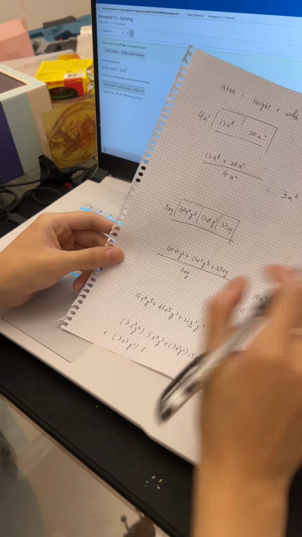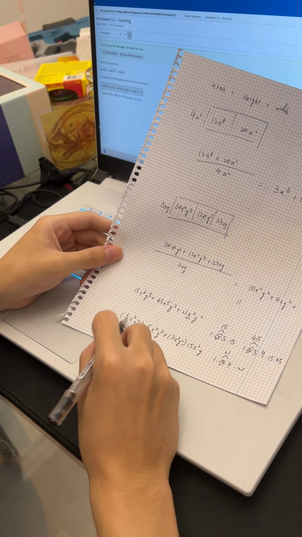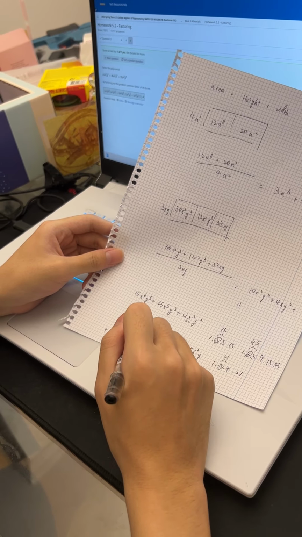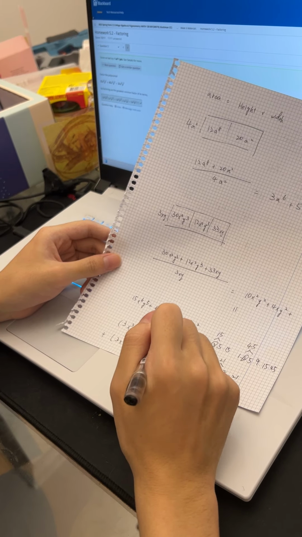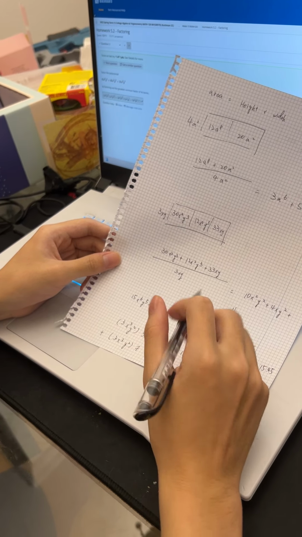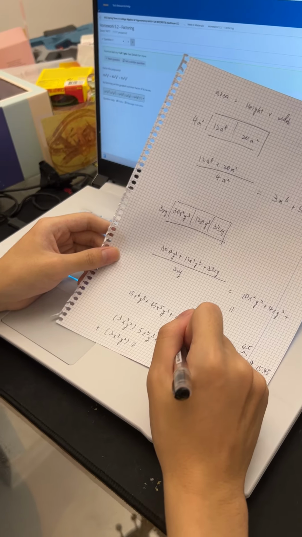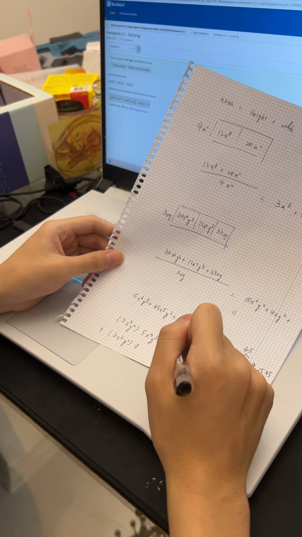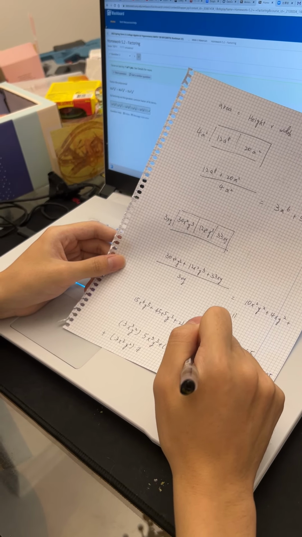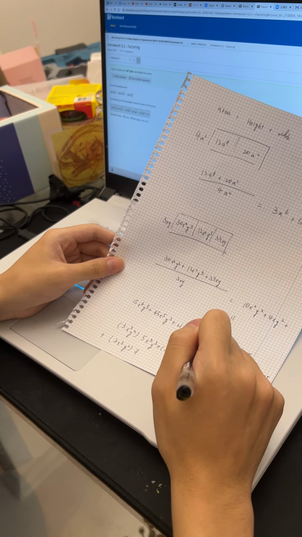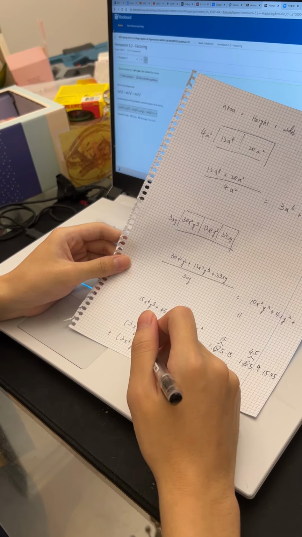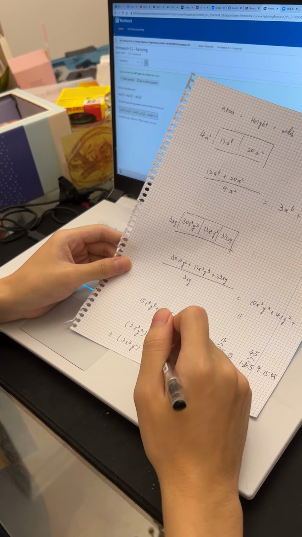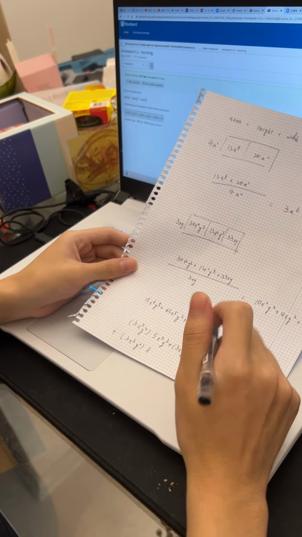So the answer will be 3x to the 3rd, y squared times 5x to the 3rd, y to the 3rd, plus 3x to the 3rd, y to the 2nd, times 15x to the square y, plus 3x to the 3rd, y to the 2nd, times 7, which will be the answer here.